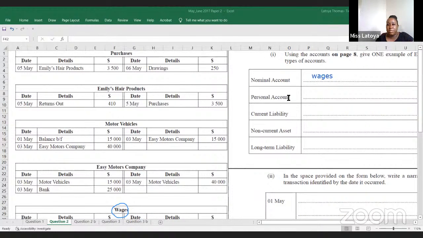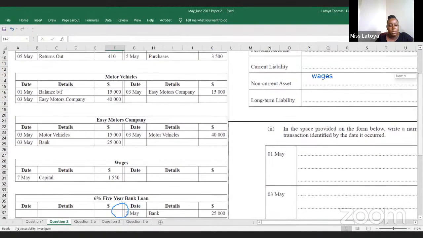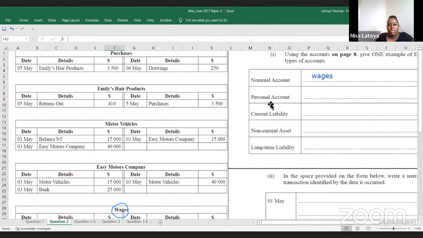An example of a personal account would be her hair products. Let's see what we have. Emily's hair products. Anything else after wages? Let's just double check the question again, to make sure we're selecting the correct one. Okay, we have a 6% 5-year bank loan there. All right, so an example of personal account would be Emily's hair products.